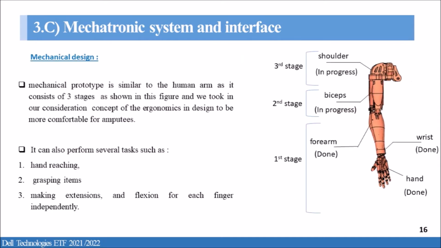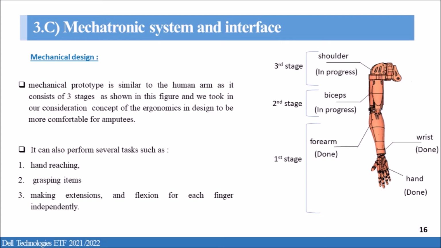According to our mechanical design, our prototype is pretty similar to the human arm, as it consists of three main stages as shown in the following figures. We took the concept of ergonomics into consideration in the design as much as we could, to be more comfortable for amputees. Our prototype can perform several tasks such as hand reaching, grasping items, and making extension and flexion for each finger independently.